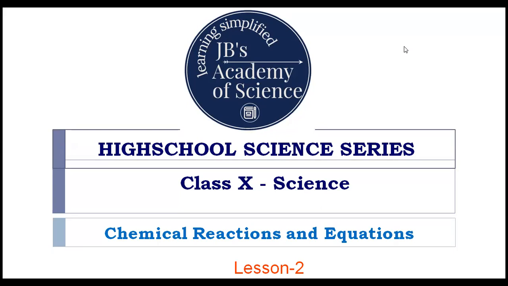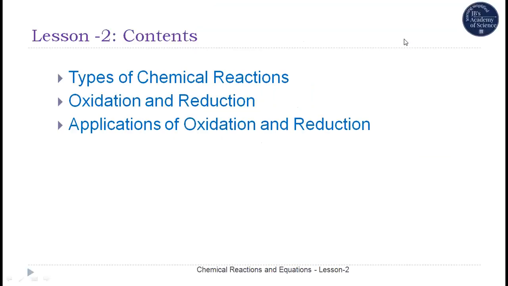So in this science series, we will start with our first chapter, chemical reactions and equations. This chapter is dealt in two lessons, lesson 1 and lesson 2. Lesson 1 is with chemical reaction and chemical equations and balancing chemical equations. Lesson 2, we are going to learn about types of chemical reactions, oxidation and reduction, and applications of oxidation and reduction in our real life situations.